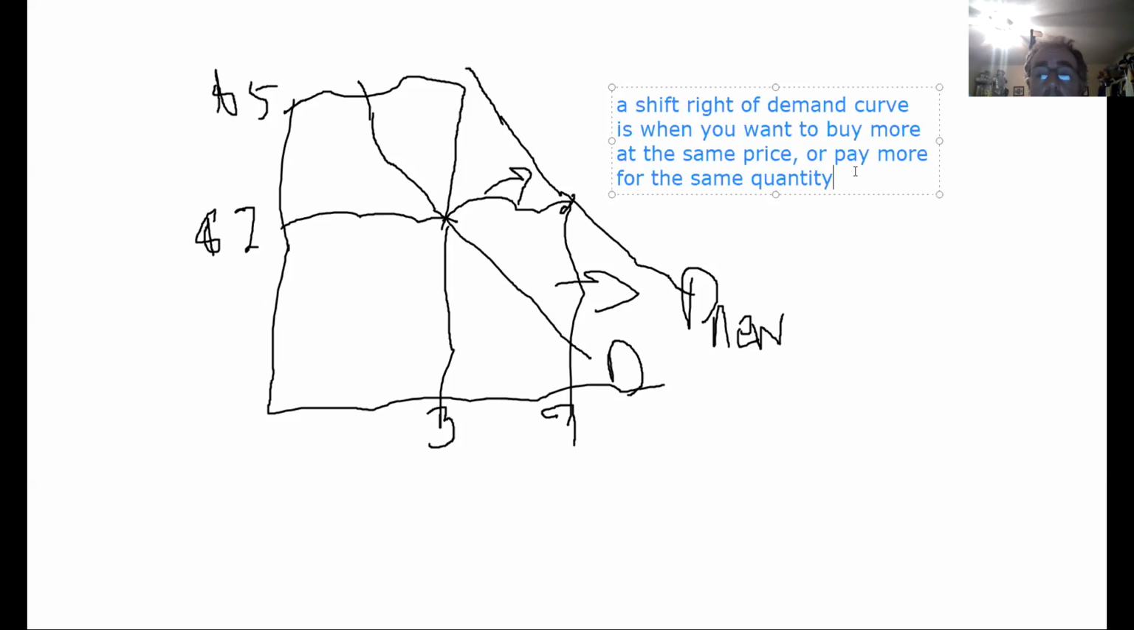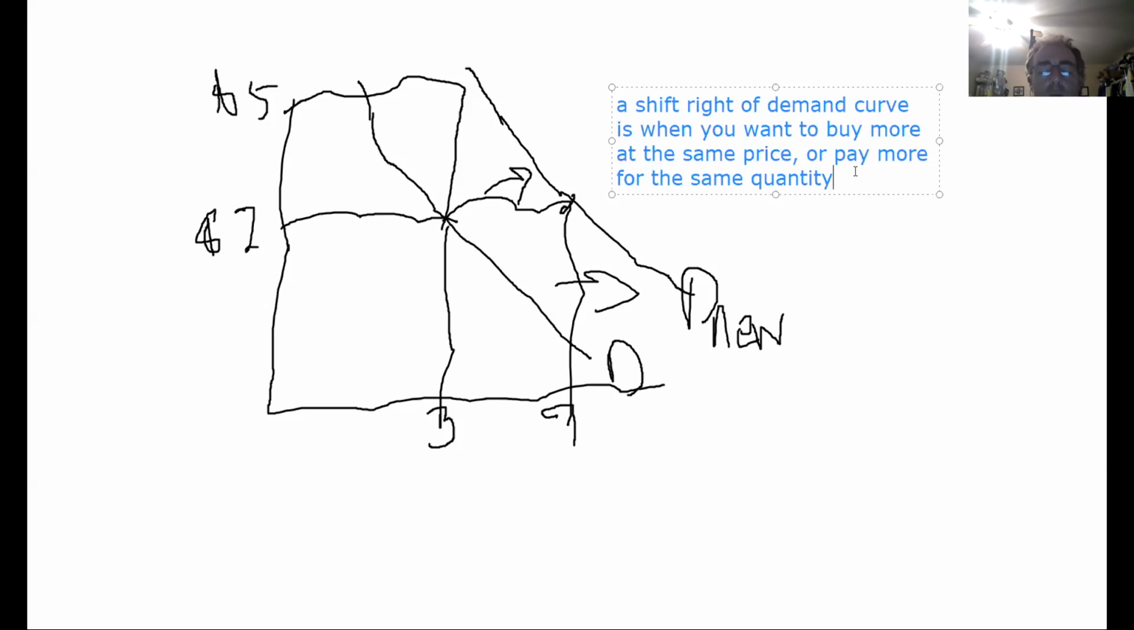So with a leftward shift, it's when you want to buy less at the same price or pay less for the same quantity, right? If you think about it, you're like, yeah, I don't need as much. I'm not going to pay as much for it. You don't want it as much. Maybe you end up not buying it at all. So a shift left is when you want to buy less at the same price.